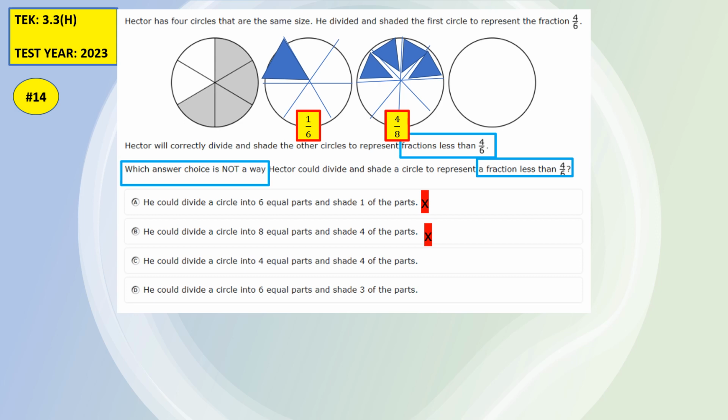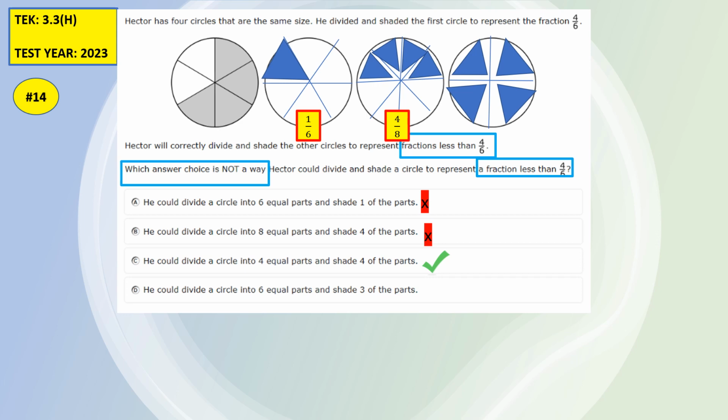Let's move on to C. He could divide a circle into 4 equal parts. So I divided that circle into 4 equal parts, the last one, and shade 4 of the parts. So you divide it into 4 parts and then shade all 4 parts. Shade this part, shade that part, and that one. Okay, now the way that this model is set up, it's equal to 4/4. And that means the whole thing is shaded. So actually, that's definitely not less than 4/6. It's actually more than 4/6. So that is not a way to represent a fraction less than 4/6.